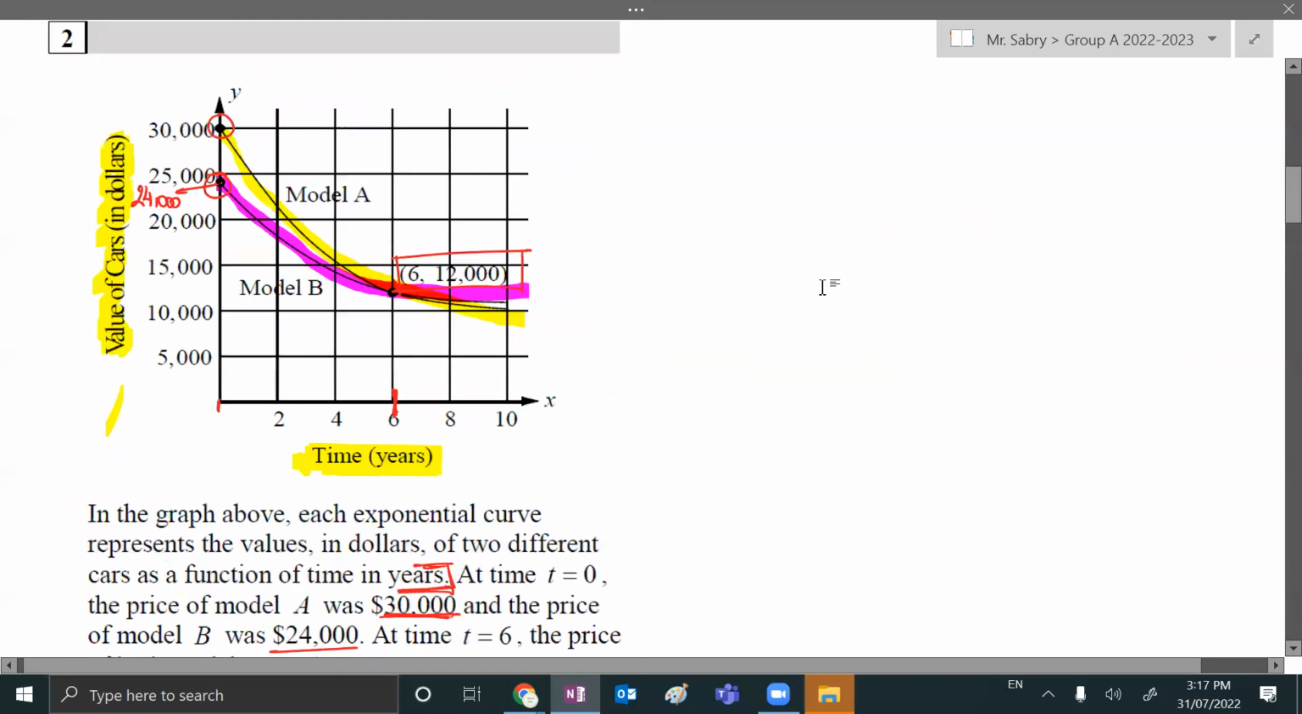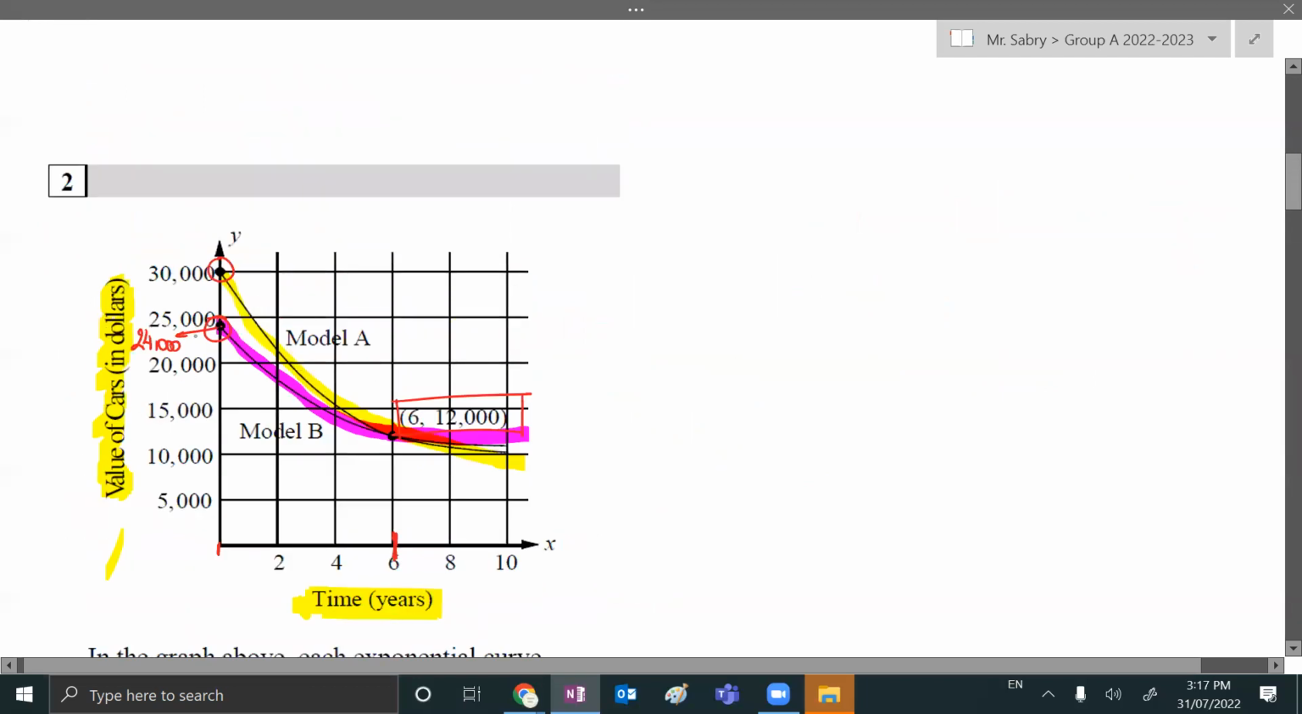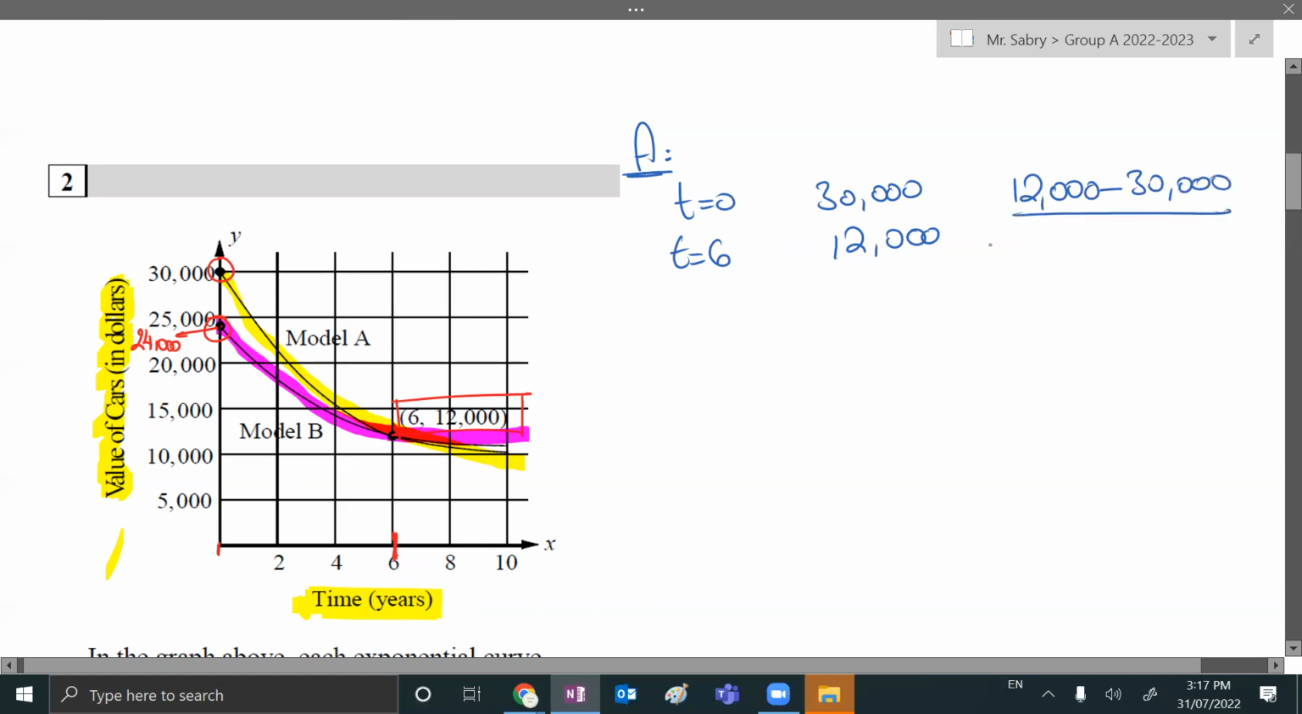You go to model A. The graph of model A is the yellow one. At year t equals 0, model A's price was 30,000, and now at t equals 6 the price became 12,000. So how do I calculate the average rate of change? I'll do 12,000 minus 30,000 over 6 minus 0.